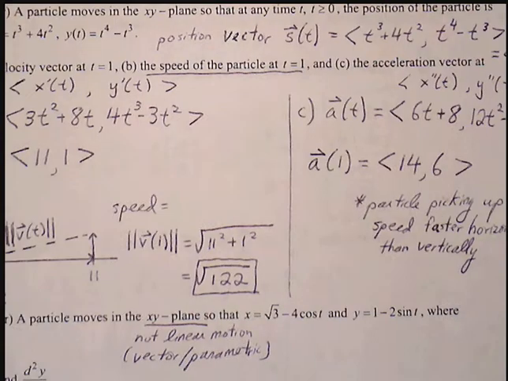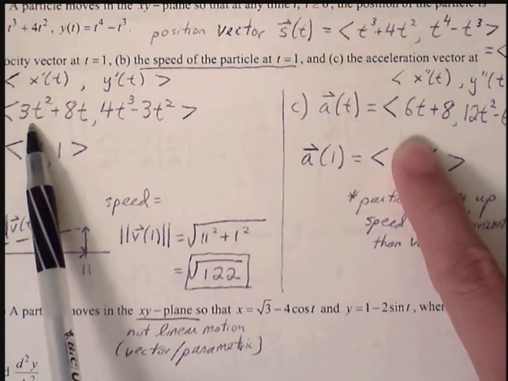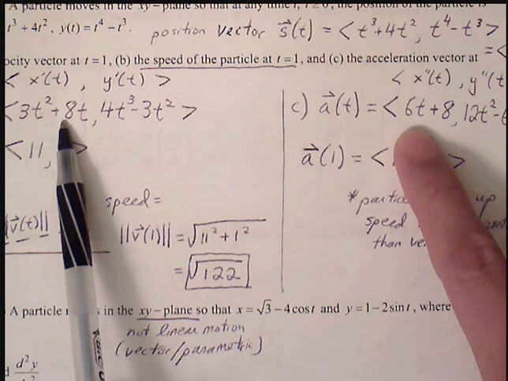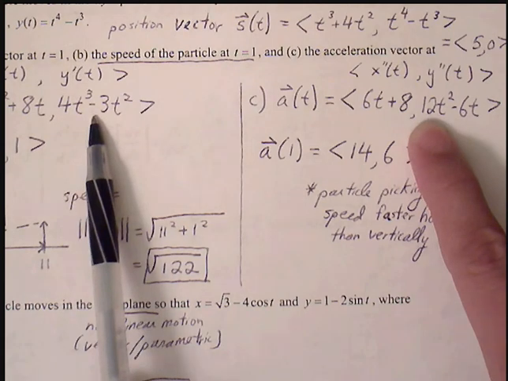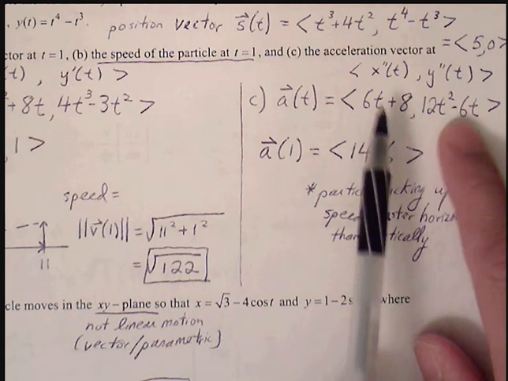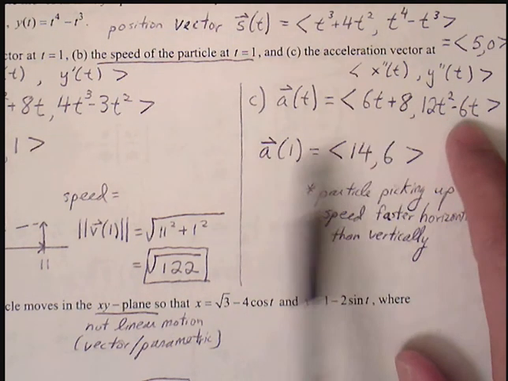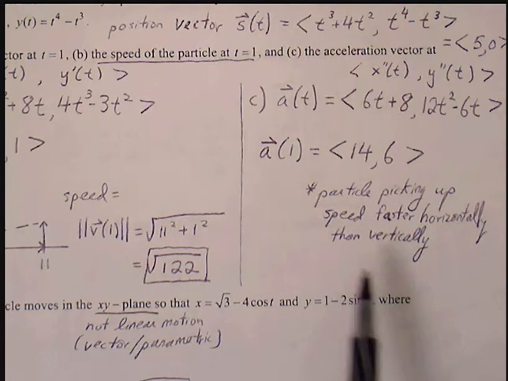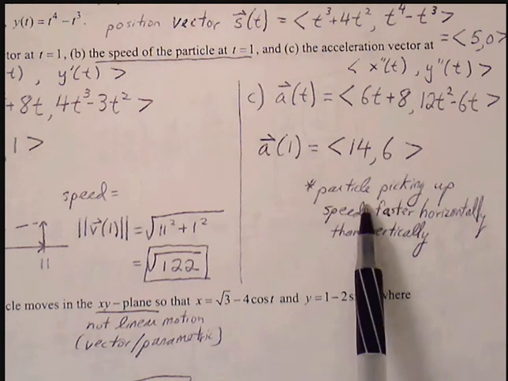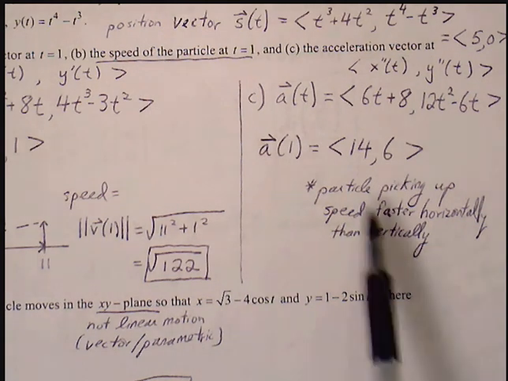Part C, the acceleration vector. So the acceleration vector is simply x double prime of t and y double prime of t. So the derivative of x prime of t would give us 6t plus 8. And then the second derivative, 4t cubed becomes 12t squared. 3t squared becomes 6t. So now my acceleration vector evaluated at t equals 1, simply plug 1 in for the t value. So 6 plus 8 is 14. And then 12 minus 6 is 6. So here we see that this particle is picking up speed faster horizontally than it is vertically, even though they're both increasing.